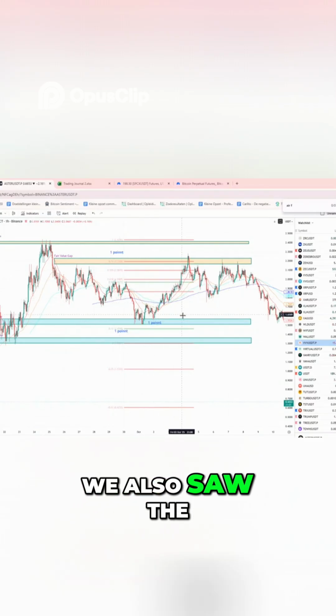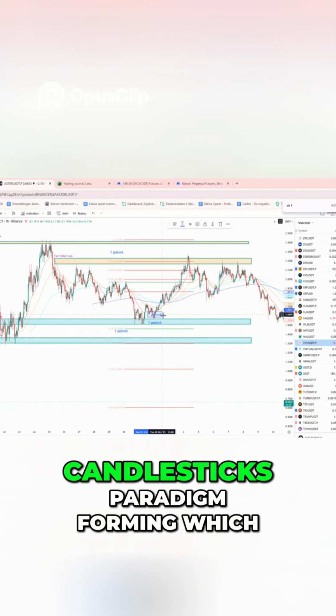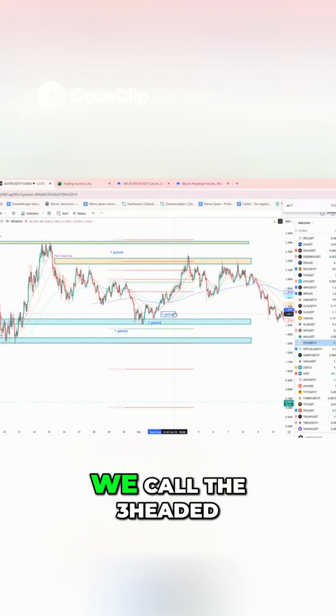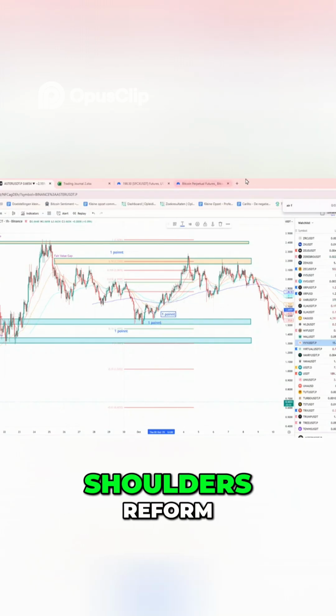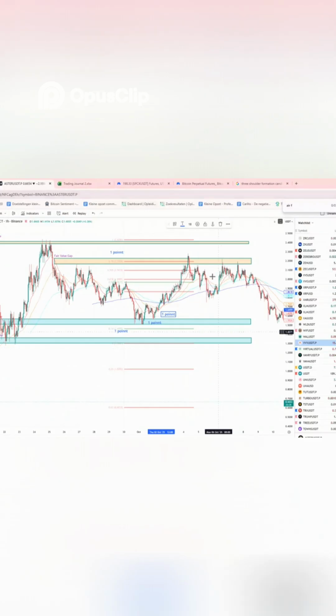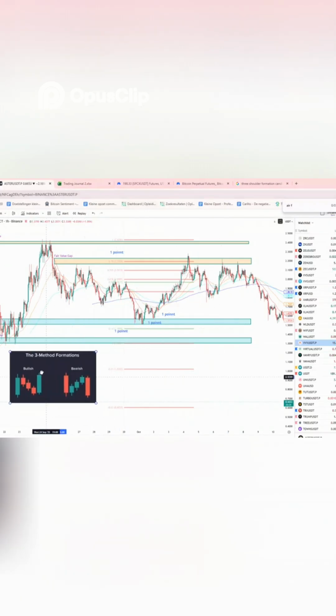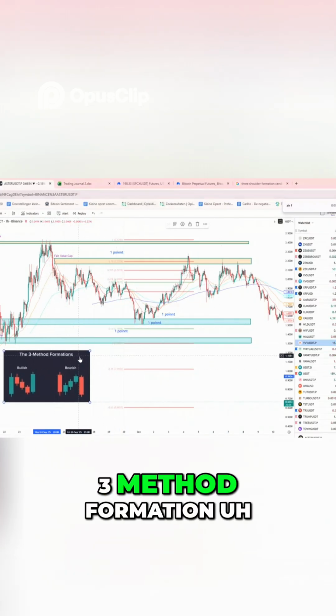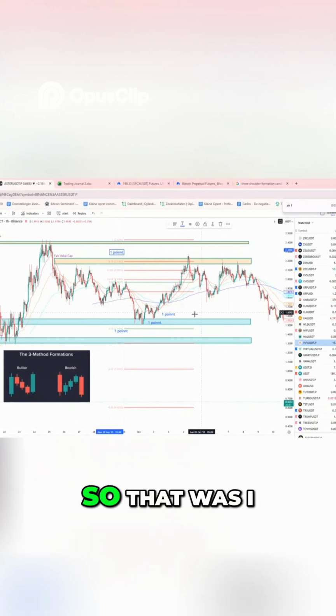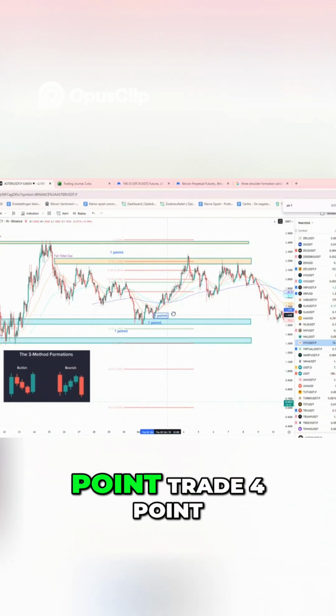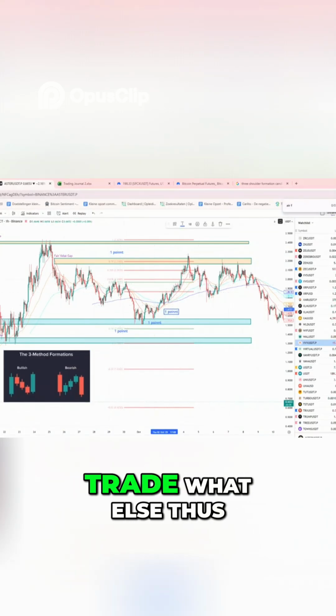We also saw the candlestick pattern forming, which we call the three-headed shoulders. Basically, we have the three method formation. So I consider that a 4 point trade. What else?